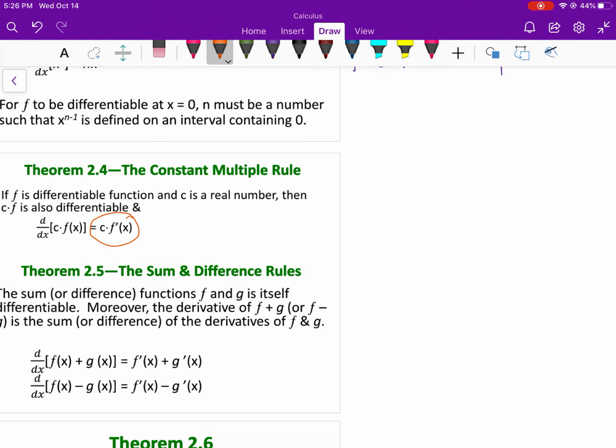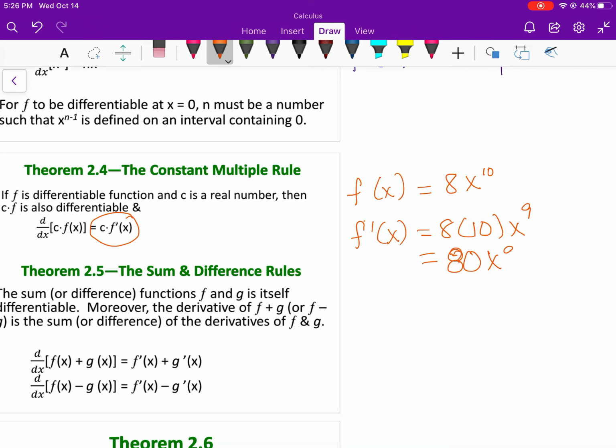This is the constant multiple rule. So basically it just means if I had f of x equals 8x to the 10th, then f prime of x would be 8 times 10 x to the 9th, which would make it 80x to the 9th.